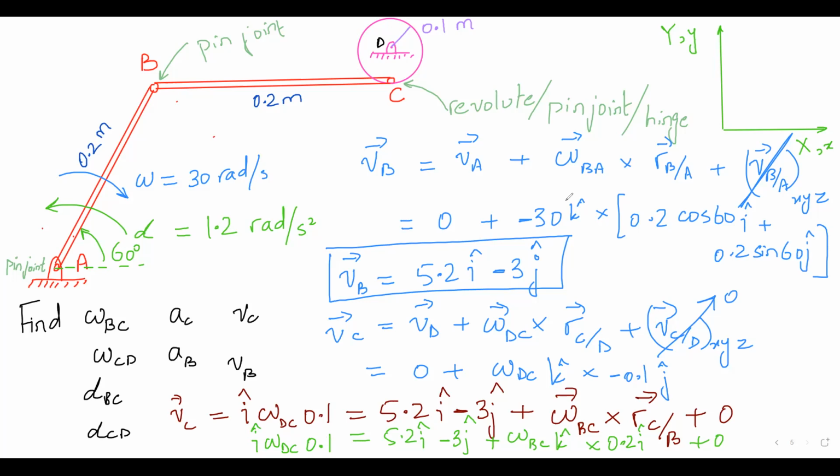So let me use a purple color. Why don't you help me with this, by the way? I think you can. The cross product. Give me the answer. So omega BC is 3 over 0.2, that is 15. Really? You got it already? Very good. And omega CD is 5.2 over 0.1, that is 52, I guess. Yes, 52. Sure. 52 millions. Really?